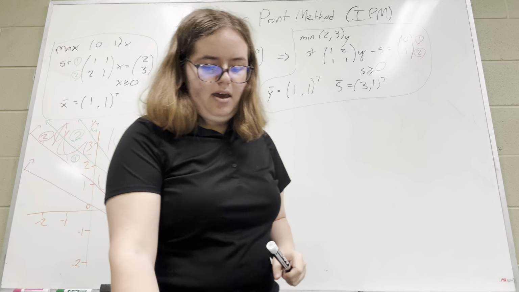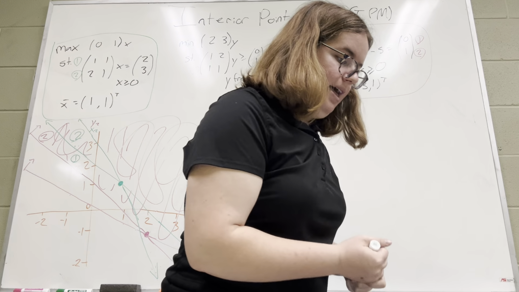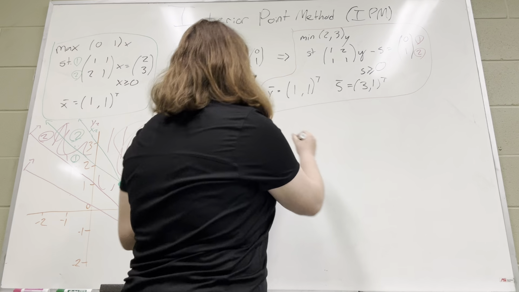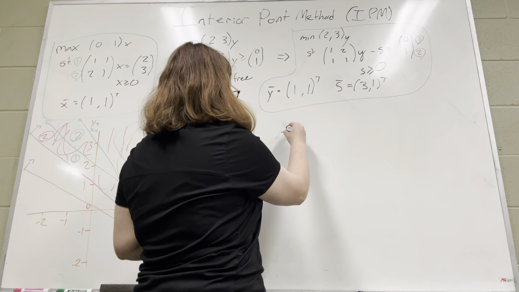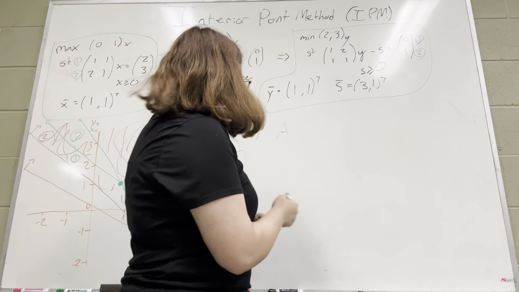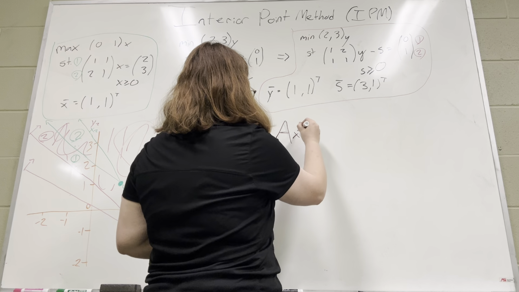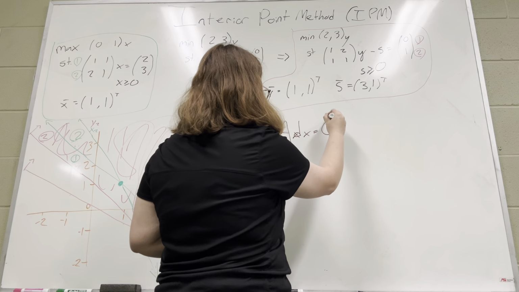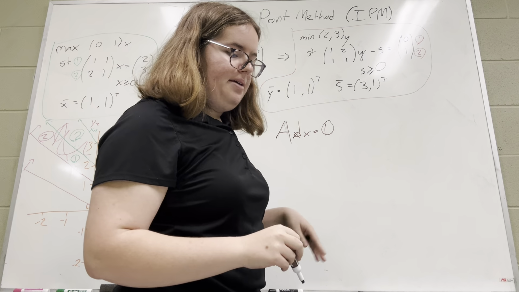So, okay, what do I need for that? Well, the first thing I need is... oh, this marker is dying on me. Okay, I guess we're going to brown now. That's so sad. A dx equals 0. This is our first condition. You can see this on Tim's notes.